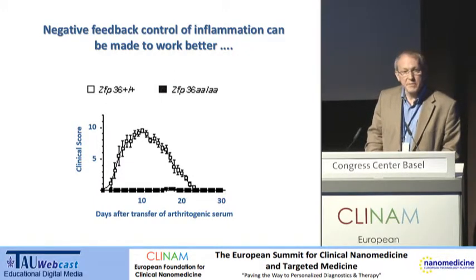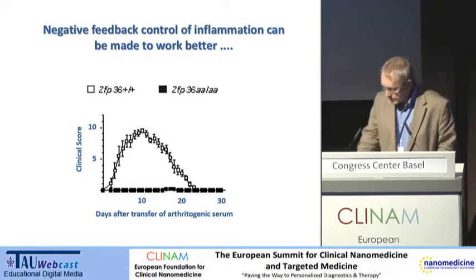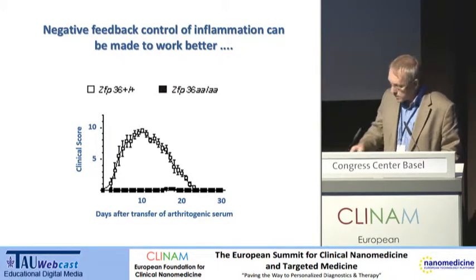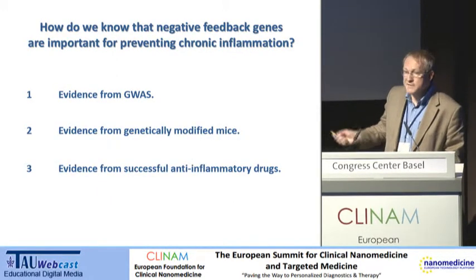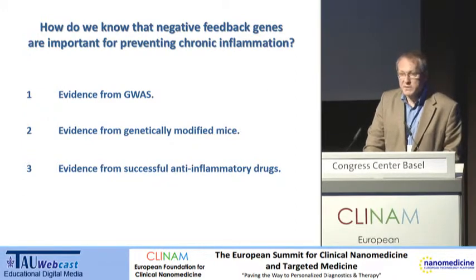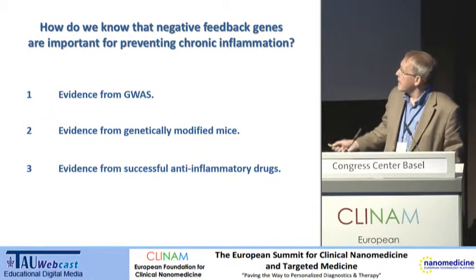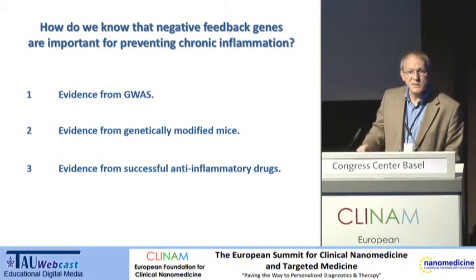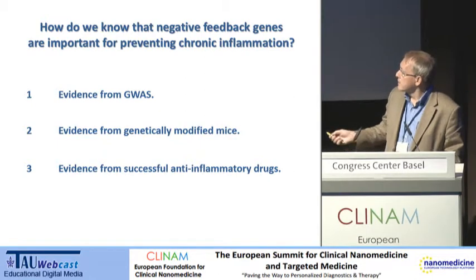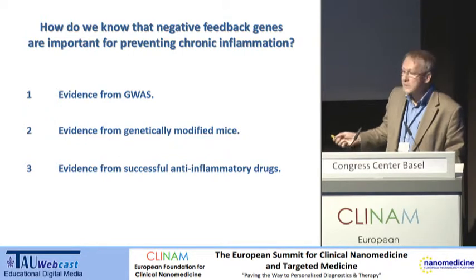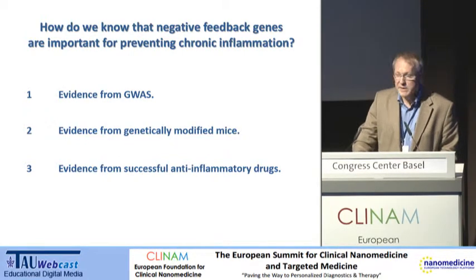They also don't develop thrombosis. We can't give them sepsis. And in some preliminary experiments, we find that they're also resistant to tumor development. So the system can be made to work more efficiently. And the final line of evidence comes from successful anti-inflammatory drugs which are used in the treatment of these chronic diseases, and they are very commonly found to switch on the expression of negative feedback genes, and to some extent this is how they work. This is certainly the case of glucocorticoids. They switch on the expression of a number of negative feedback genes and help to resolve inflammation in that way.